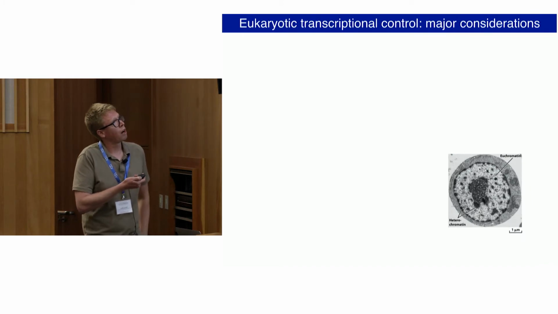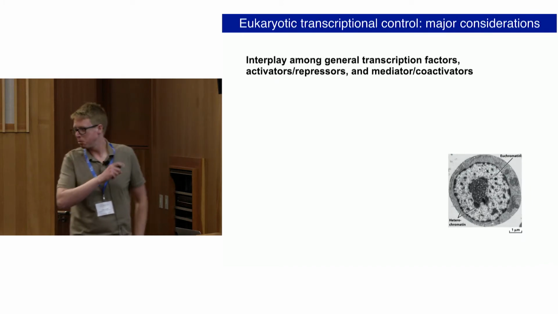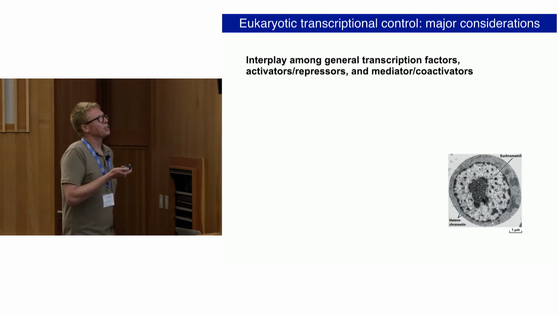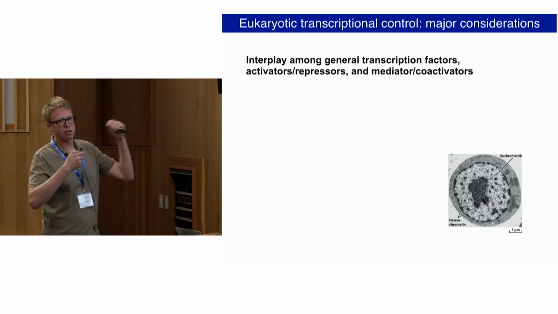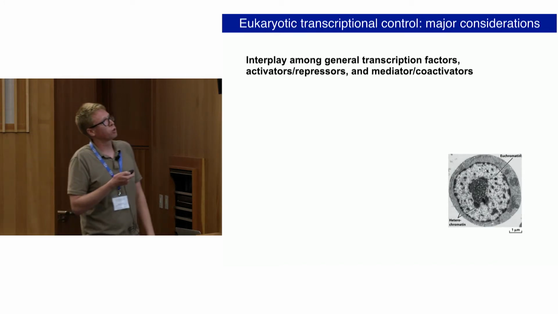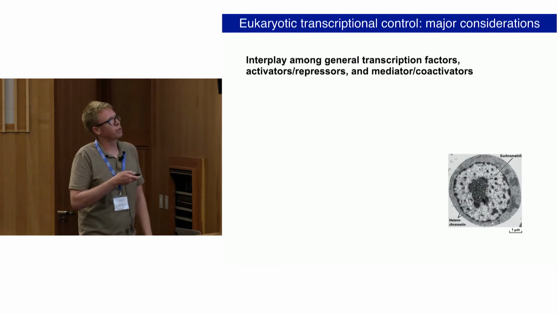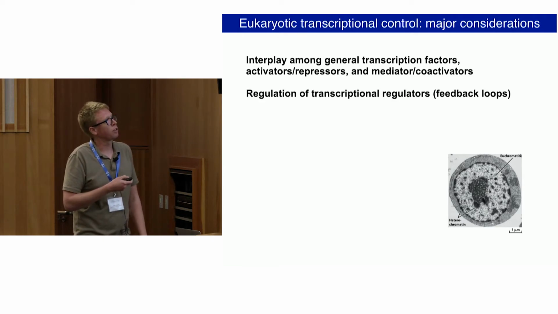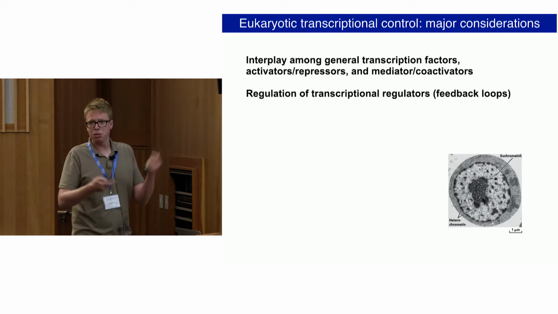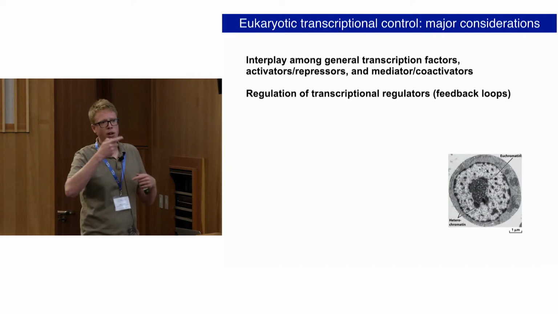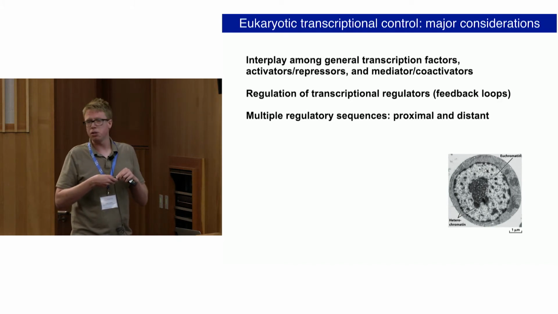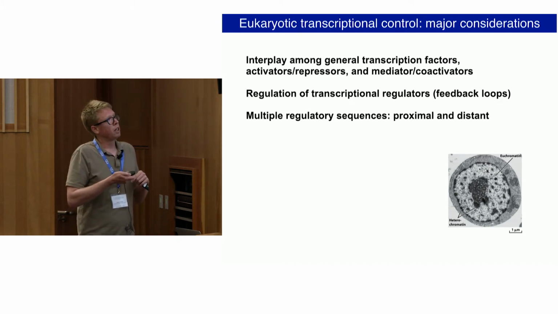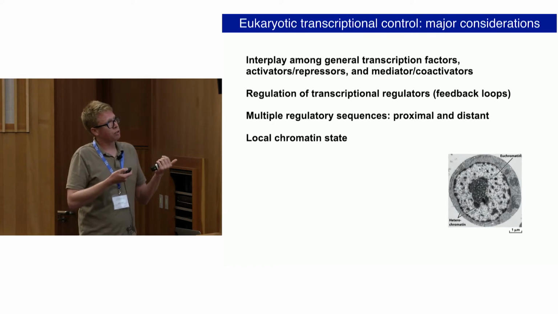So how does this all work? And I promise I am getting to a point here. I hope I've convinced you that transcription is complicated. There's an interplay between general transcription factors, including RNA polymerase, and then sequence-specific transcriptional activators, repressors, mediators, and coactivators. There are feedback loops, so things can get dynamically rewired on and off. There are positive and negative feedback loops. There are multiple regulatory sequences encoded by the genome, both proximal and distant. There's also, in eukaryotes, local chromatin state that influences gene expression.